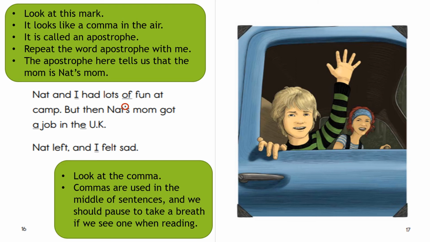Take a look at the comma on this page. It's right here. Commas are used in the middle of sentences, and we should pause to take a breath if we see one when we're reading. So anytime you see a comma when we're reading, you pause and take a breath. Listen, I will demonstrate. Nat left, and I felt sad. So you pause at commas and you stop at periods.